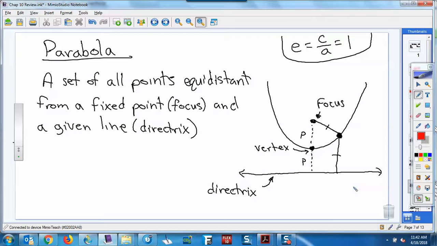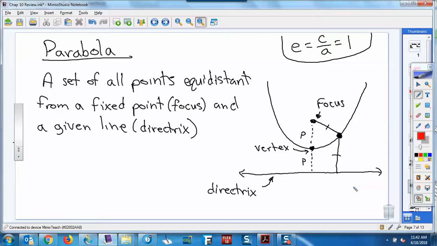A parabola. Set of all points equidistant from a fixed point and a given line, which is your focus and your directrix. Now, you could just say set of all points equidistant from the focus and the directrix. I'd be fine if you just said that. But it's a set of all points from a fixed point and a given line, or a given point and a given line, fixed point, fixed line, whatever. Right?